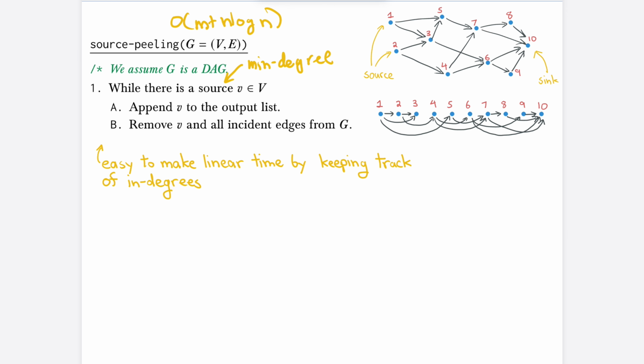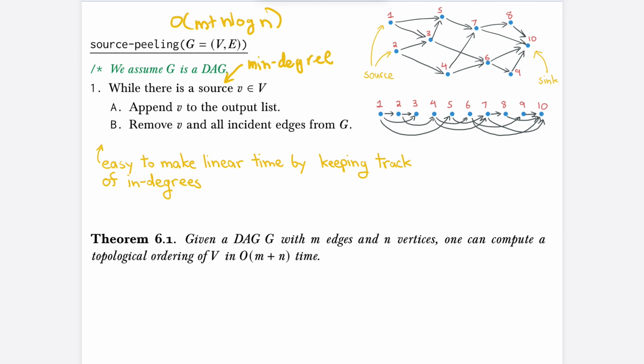Okay. So this very simple removing of sources, with just a little bit of care to track the in degrees as you go along, will give you a linear time algorithm to compute a topological ordering, which is pretty intuitive, right? I'm pretty sure when you were evaluating that circuit, this is what you did in your head. You just kept removing sources. Okay, good.